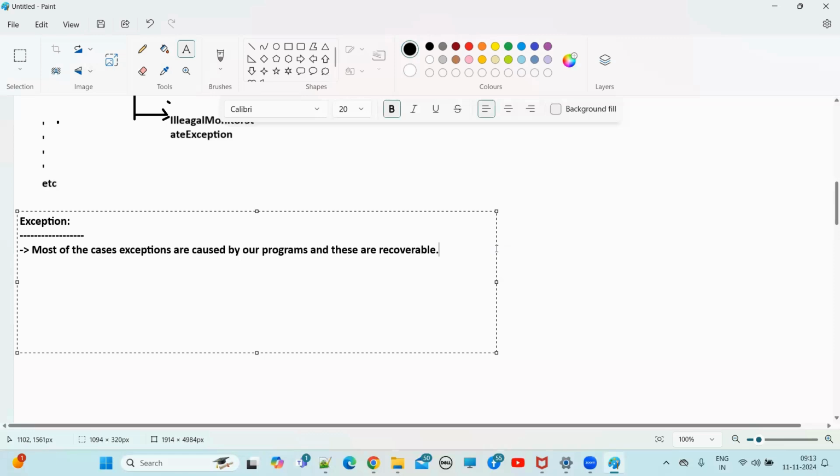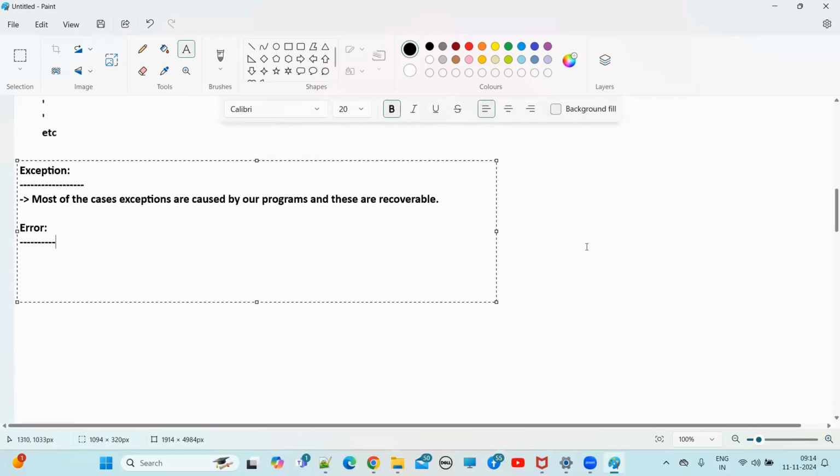Now, error. The other one is what, guys? Error. So here, in most cases errors are not caused by our program, guys. Understand? When you see an error, I think we have already discussed one of the errors. What is that error, guys? Stack overflow error. Okay, recursive method call, recursive constructor call.